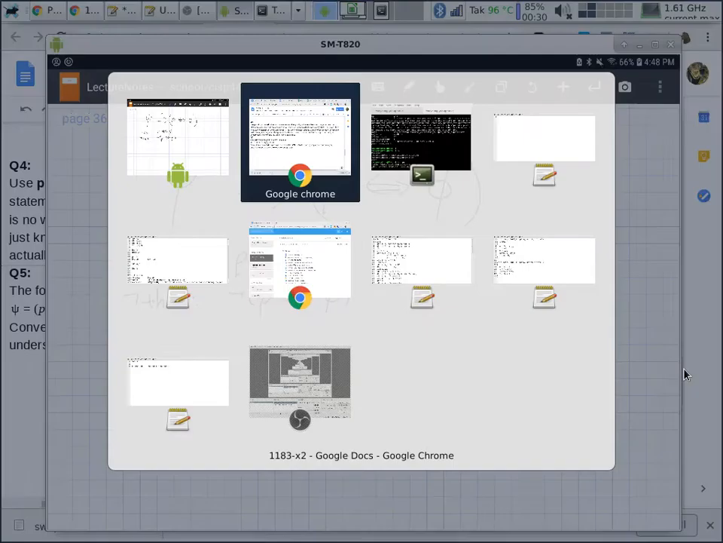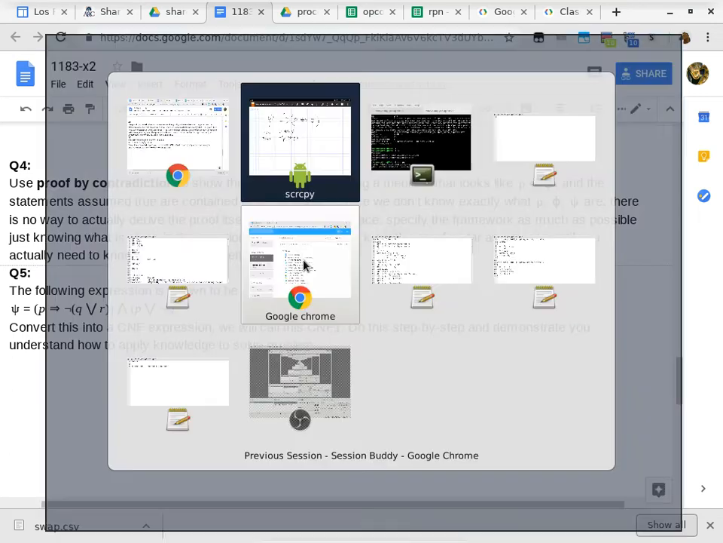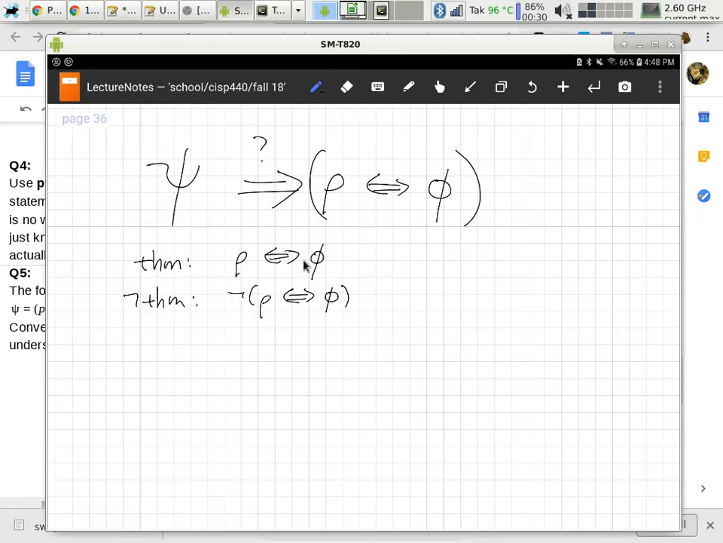Okay? So let's read the question a little bit more. There's no way to actually derive the proof itself before, because we don't know what rho and phi are. In the following space, specify the framework as much as possible, just knowing what is given in the question. In other words, work out the proof as far as you can until you actually need to know what the Greek letters are representing. Okay. So what it really is saying is, well, what is that?